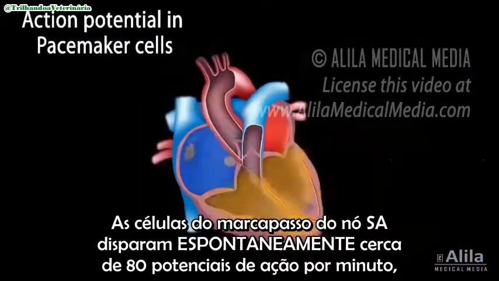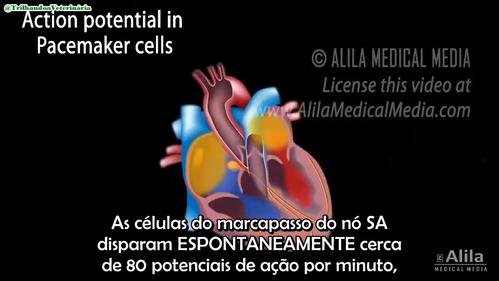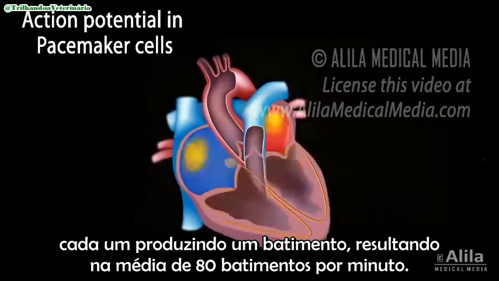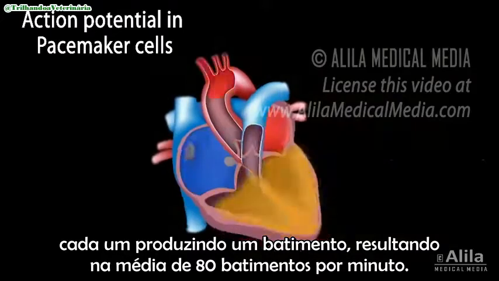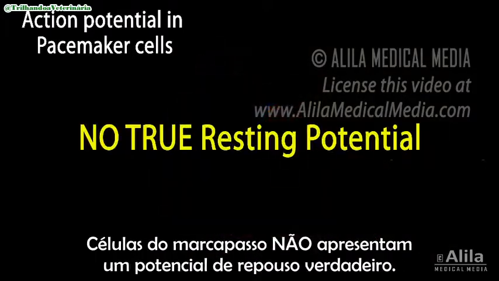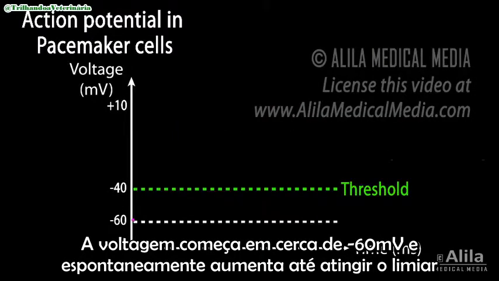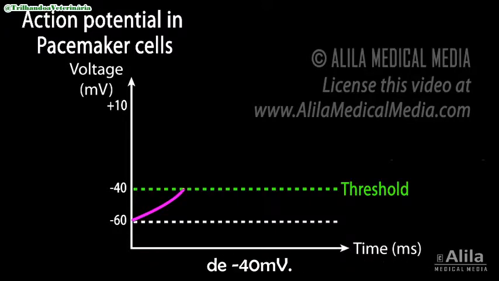The pacemaker cells of the SA node spontaneously fire about 80 action potentials per minute, each of which sets off a heartbeat, resulting in an average heart rate of 80 beats per minute. Pacemaker cells do not have a true resting potential. The voltage starts at about -60 millivolts and spontaneously moves upward until it reaches the threshold of -40 millivolts.